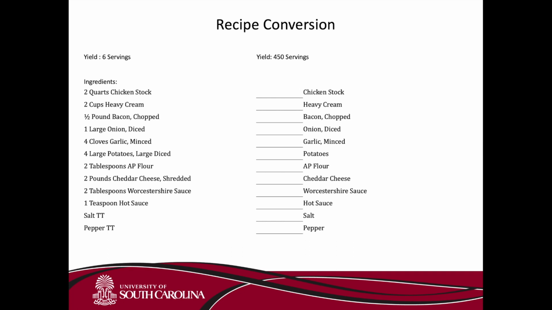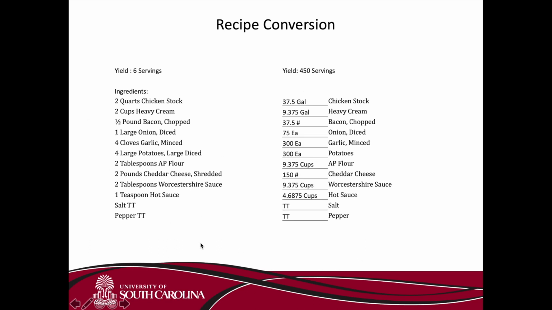So obviously we're going to have to do a conversion factor. Our desired yield, 450, divided by our original yield of 6, is going to be 75. So everything's going to be multiplied by 75, right? Normally in class I would give you a handout and you would go through and convert it. And you would probably notice that you took 2 quarts of chicken stock and multiplied it by 75 and ended up with 150. And then all of a sudden you look at what I have and I have 37.5 gallons.